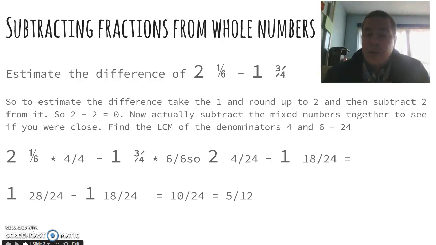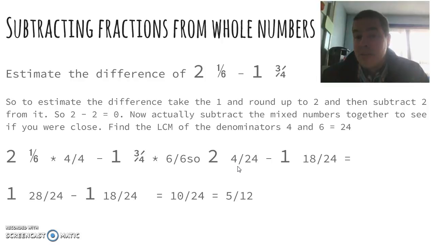In order to find out what 2 1/6 would transform into, I have to figure out what to multiply 6 by in order to transform 1/6 into something with the denominator of 24. 6 times 4 is going to give me 24, so I need to multiply the numerator and the denominator by 4. So 2 1/6 is going to turn into 2 and 4 over 24.